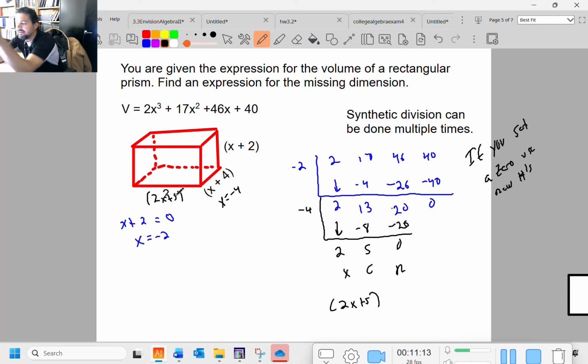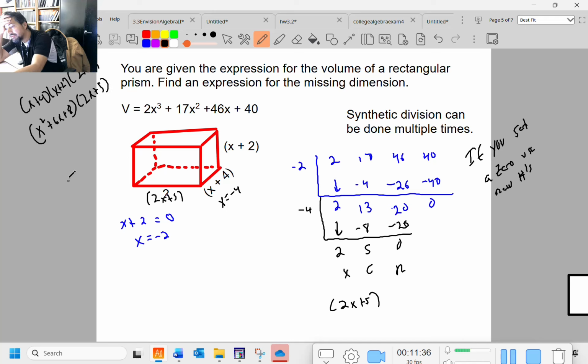If I had some time, and since it's a video and not class time, let's just prove this is right. So let's take x plus 4 and x plus 2 and then 2x plus 5 and see if we get the original polynomial. If I was to FOIL this out, I'd have x squared plus 2x plus 6x plus 8, and then I would still have the 2x plus 5 that I have to work with.